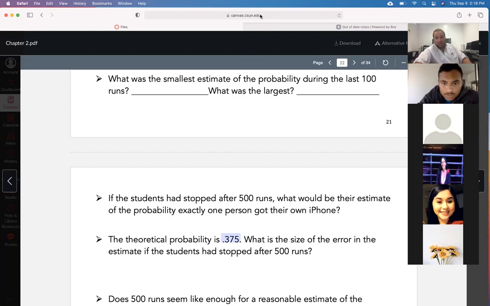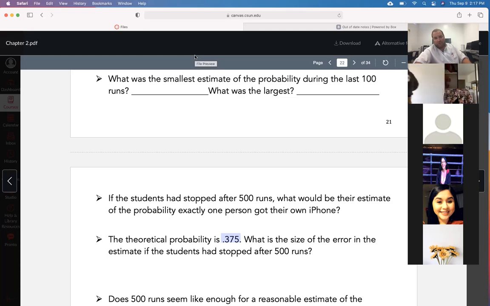You would subtract, right? That's what I would do. 0.356 to 0.375 should be 0.019. Yeah, that's what it should be. 0.019, which is less than 2%.